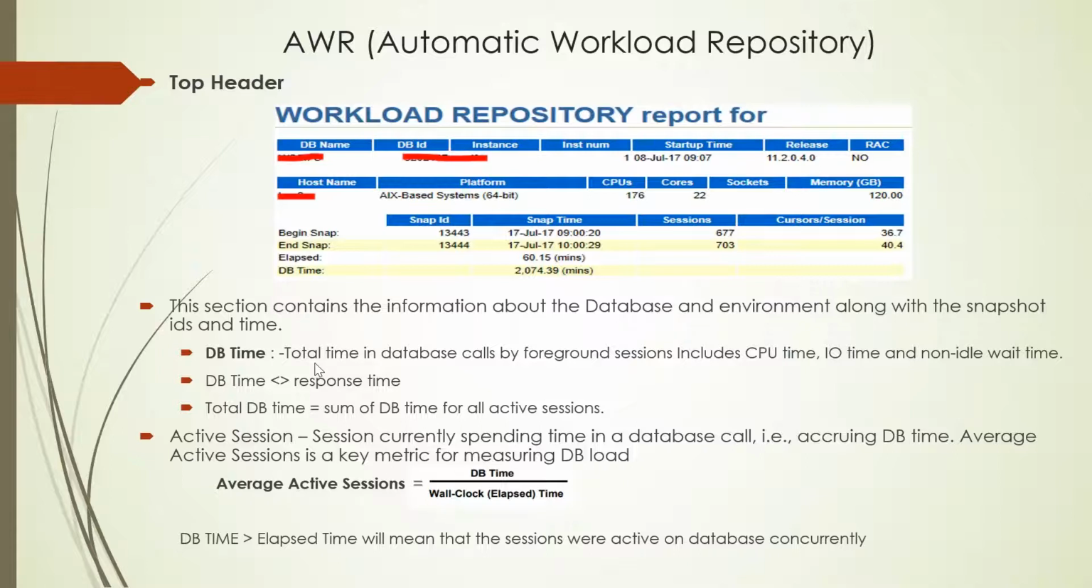So what is total DB time? It is the sum of DB time for all active sessions. DB time is the total time in database calls by foreground sessions, which includes CPU, IO and non-idle wait, and the total DB time is the sum of all these active sessions' DB time. You can consider DB time as a response time for the user, comparable to how a particular request goes and returns.